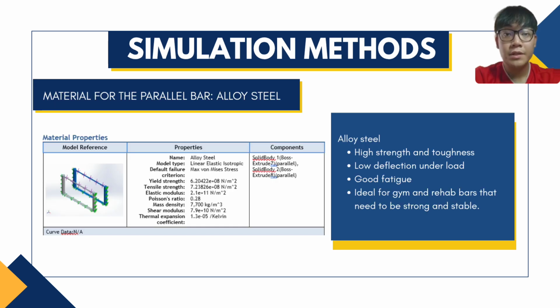For the parallel bar, we chose alloy steel as the main material due to its excellent strength, stiffness, and durability. It can withstand high loads with minimal bending, making it ideal for supporting body weight during exercises or rehabilitation. Alloy steel also has fatigue resistance, meaning it can handle repeated use over time without failing. While it's heavier than other materials, its structural reliability outweighs the weight trade-off, especially for fixed installation.